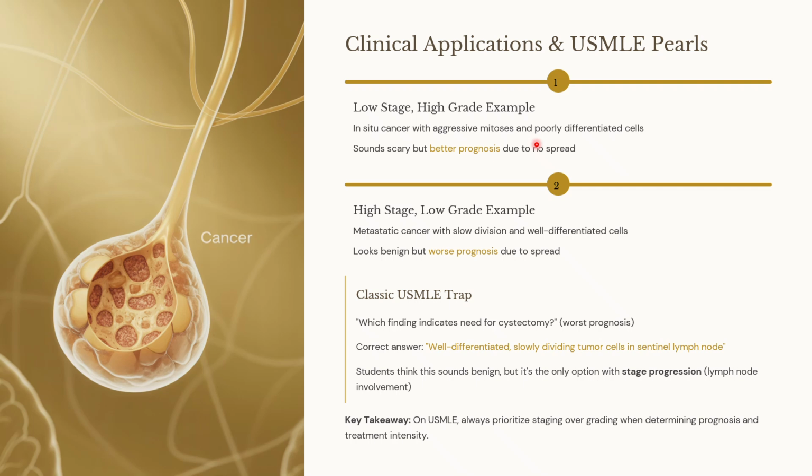But a high stage, low grade, that is, metastasis to a faraway organ, but the cancer cells are slow dividing and well differentiated, looks benign, but then it has a worse prognosis. This is how you will be tricked in the exam, and you should make up your mind that stage progression is the scariest thing. That is lymph node involvement and metastasis to the organs. Even though the cancer cells may be well differentiated or have a very high mitotic rate, compared to that, a high stage is really bad.